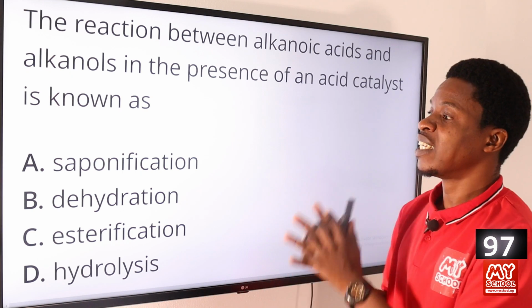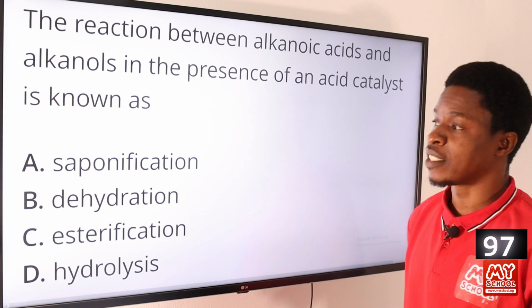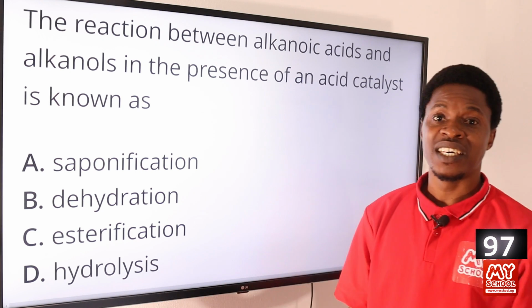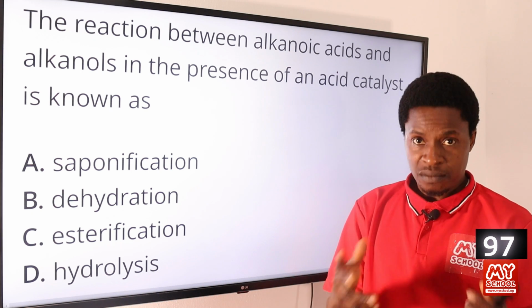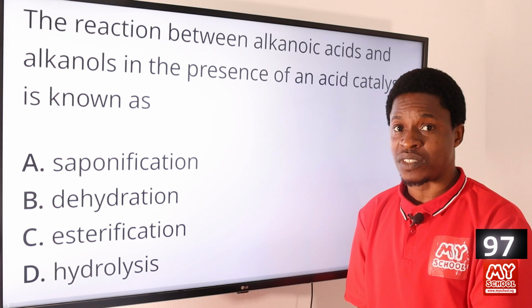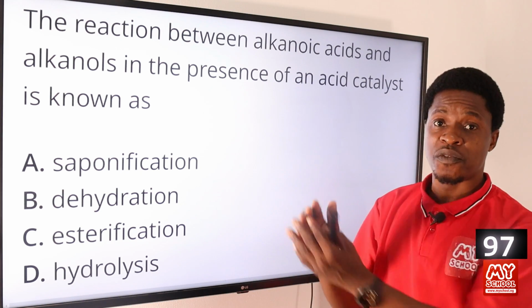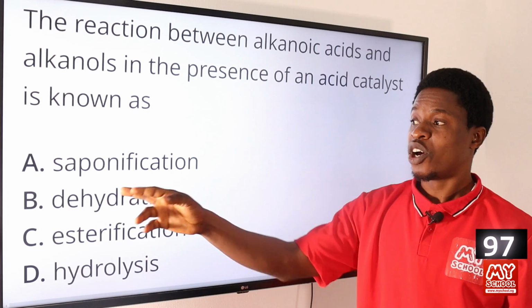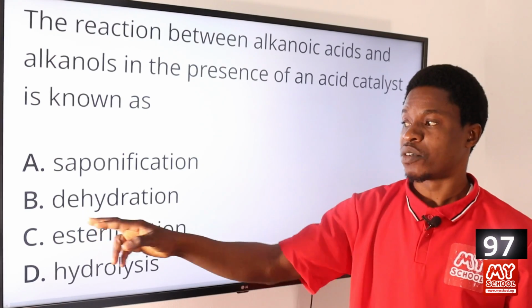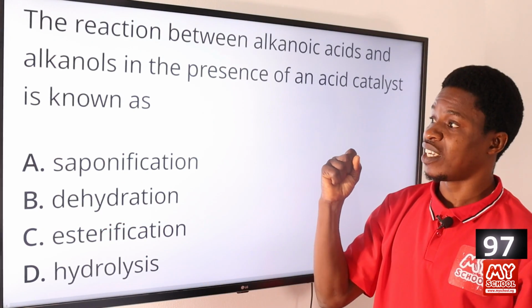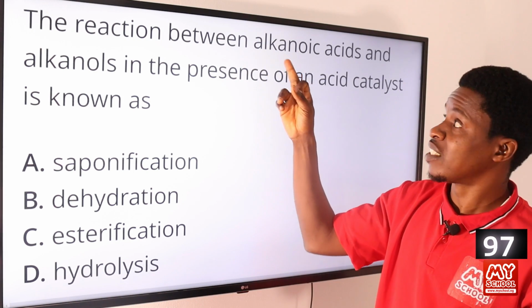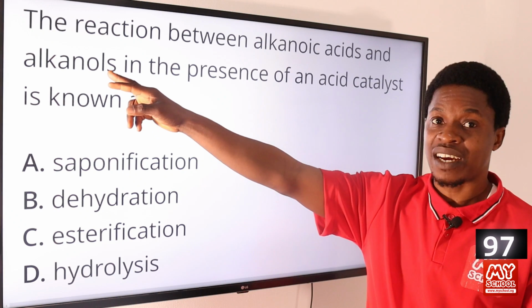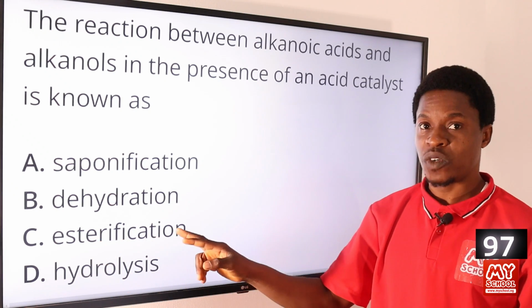Option A says saponification. Saponification is the process of soap making, the alkali hydrolysis of fat and oil. Usually fat and oil react with alkali, let's say sodium hydroxide, and you form your soap. That is saponification. Option B says dehydration. That is when you remove molecules of water from a particular substance, and that's not happening here. The reaction is between alkanoic acid and alkanols. Option C says esterification, which is correct.